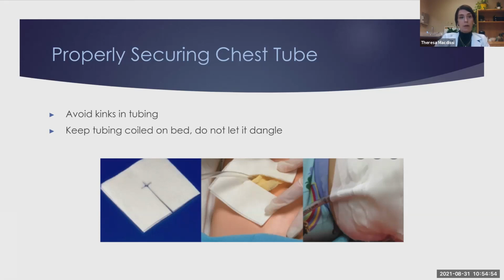Also, you want to work to keep the chest tube coiled up on the bed, and you don't want it dangling off the bed because you don't want it getting snagged on things. Also, having it coiled up on the bed is going to allow for dependent drainage. Just like you would do with someone's Foley catheter, you have it coiled up on the bed to let gravity help it drain. If you have it dangling off the side of the bed, then it has to work up against gravity to go up to the drainage device.